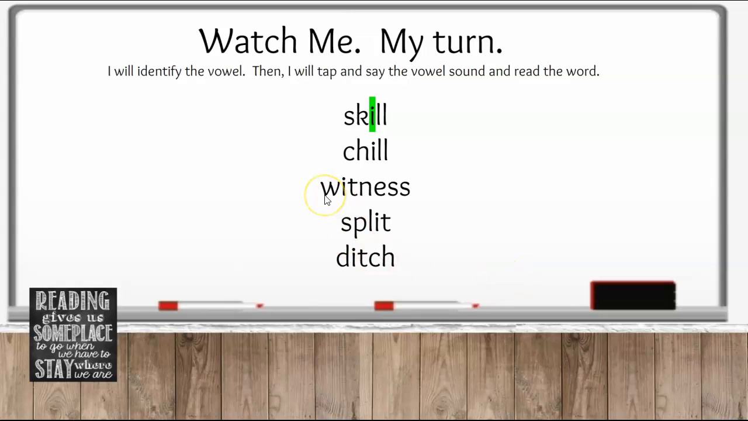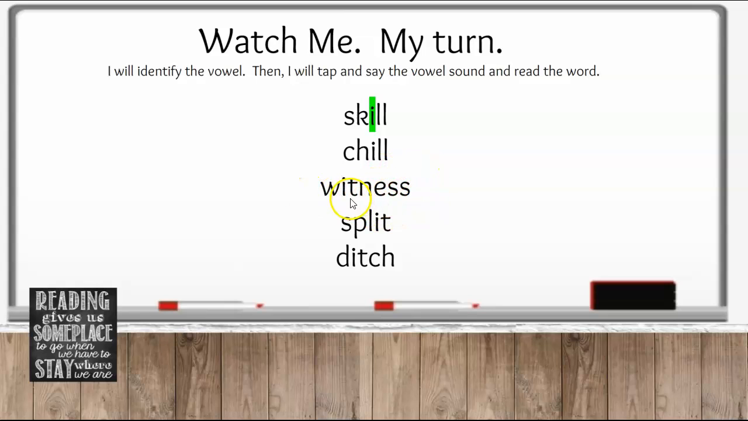All right, so it says, I will identify the vowel, then I will tap and say the vowel sound and read the word. We're going to do these together today. So today I have this vowel I, and short I says I. So I'm going to put these together. I've got sk, ill, skill. This second word has an I, and it says the short I. So I've got ch, I, ul, chill.